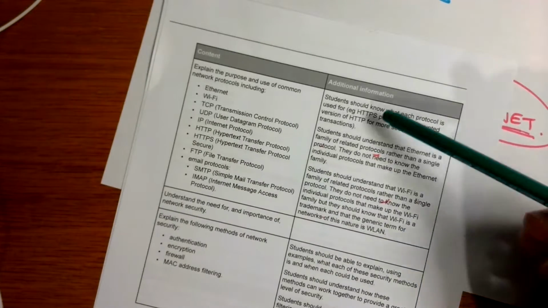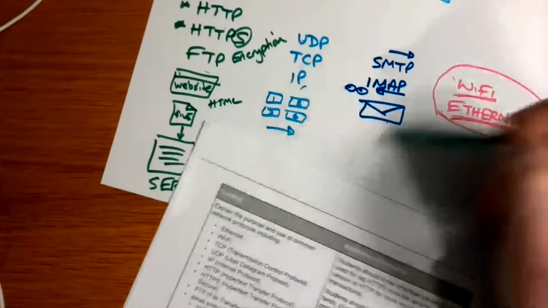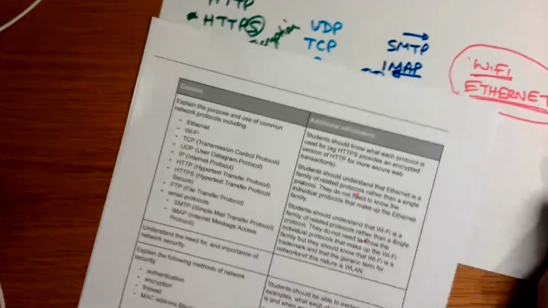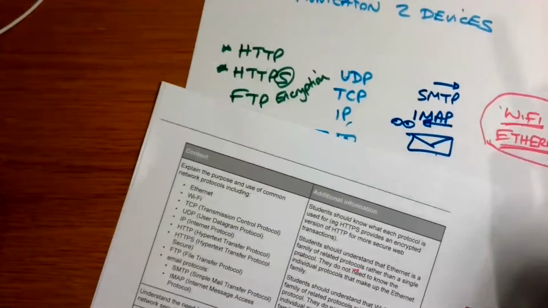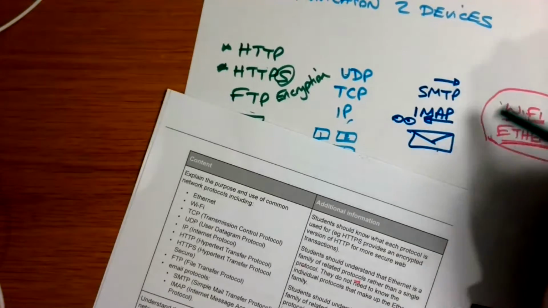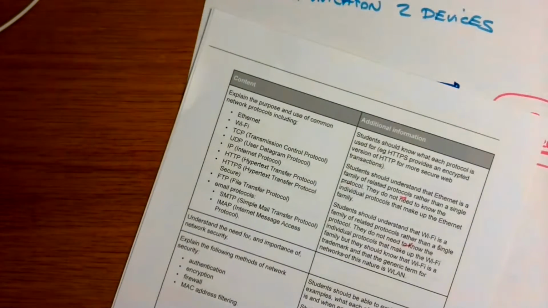Students should know what each protocol is used for, and then it says about the secure network. So we've kind of gone through those, and you know a little bit about each of those now and what they do. You might want to look into these a little bit more and come up with maybe a 1 or 2 mark answer to explain what each of these do in your own words to make sure you get the full marks if a question came up along those lines.